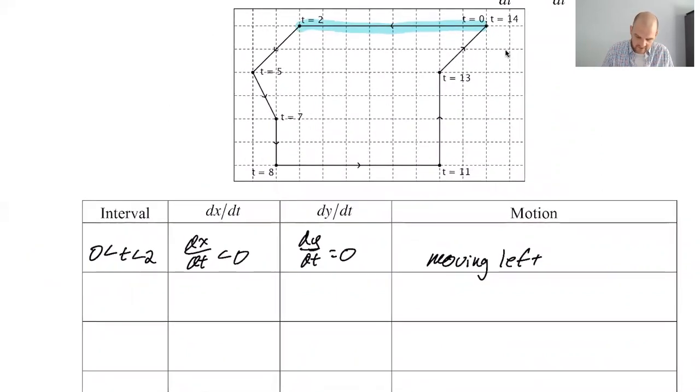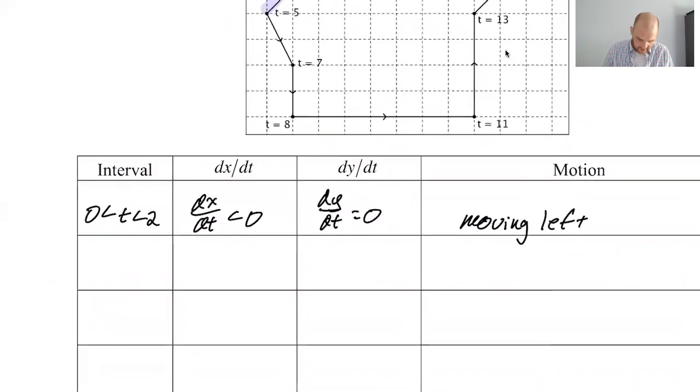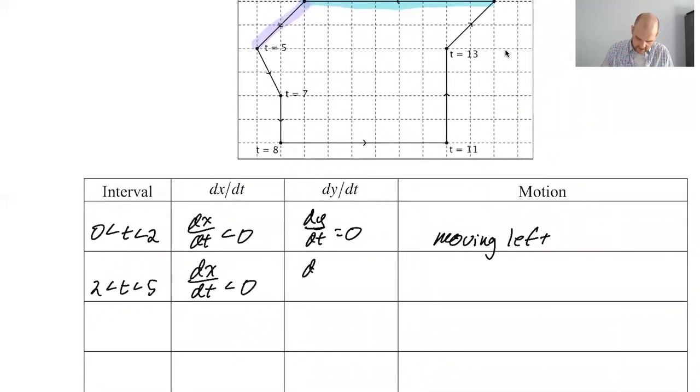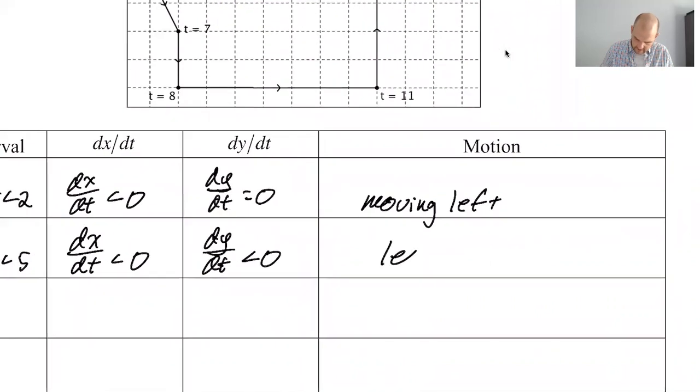The next time interval is going to be 2 to 5. I'd like to not keep highlighting every time. So 2 to 5. We're still moving to the left, so dx/dt is negative. Now you're moving down, so dy/dt is also negative. So you are moving left and down.